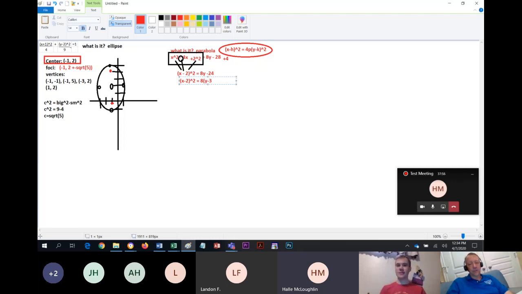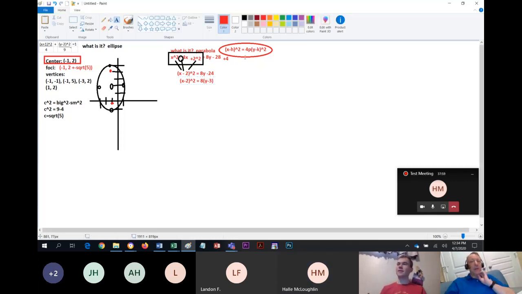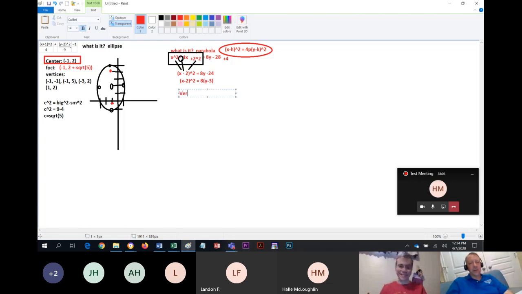Okay. So now we've got it in the form that I wanted it in. Now we're not going to call it the center this time. We're going to call it the vertex. But where is the vertex? 2 and 3. Exactly right. Okay. And then the other things that we're going to want to know is where is the focus? Where is the directrix? And heck, let's find the latus rectum while we're at it.